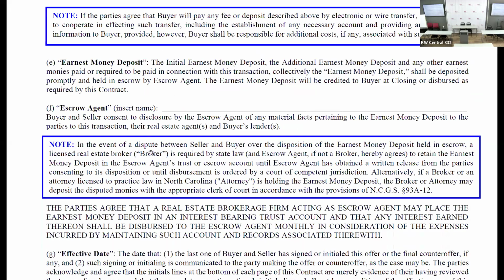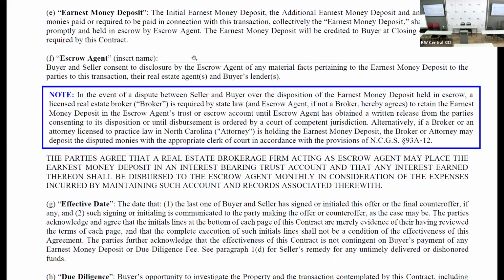So again, escrow agent, if there is earnest money, you can't put TBD or buyer's choice or anything like that. If there is initial earnest money, you have to name who is holding that money.